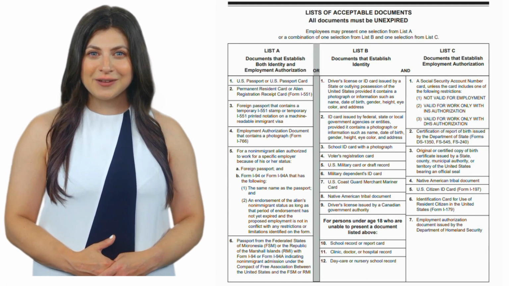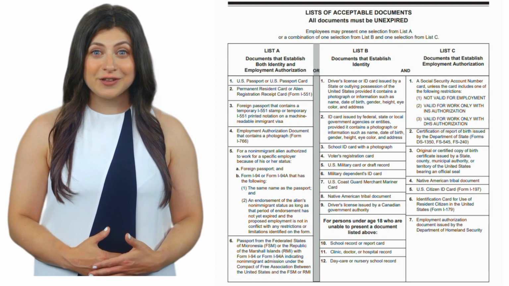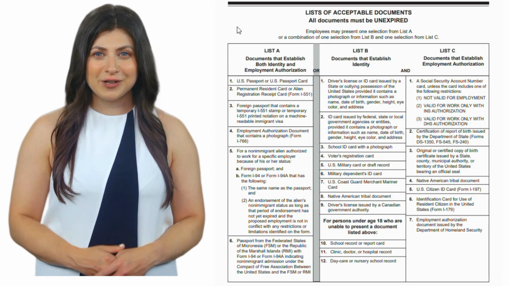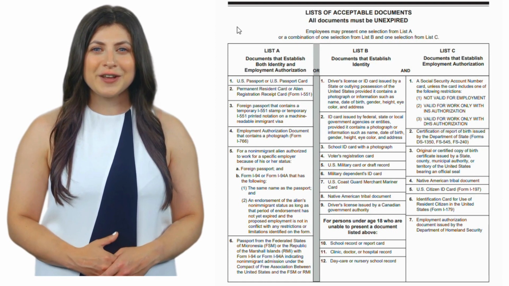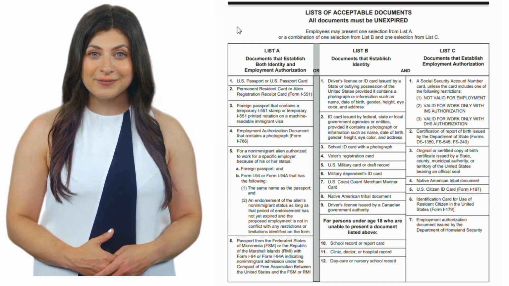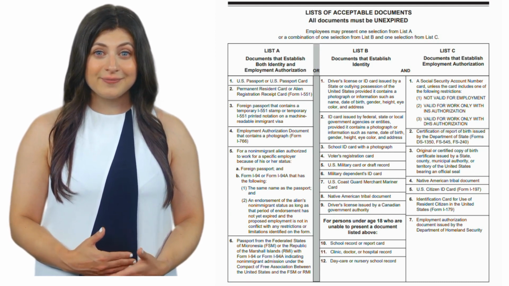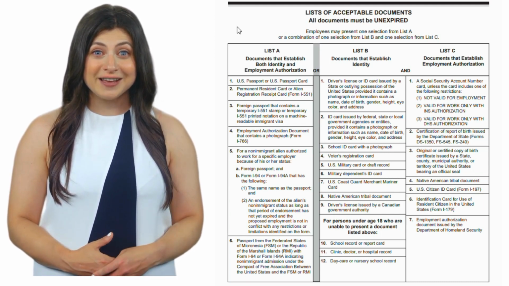On page 2, if you provide a List A document, you are all set. No further identification documents are required. If you provide a List B document, a List C document is also required. For a listing of what documents are acceptable for each list, please see page 3 of the I-9 document.